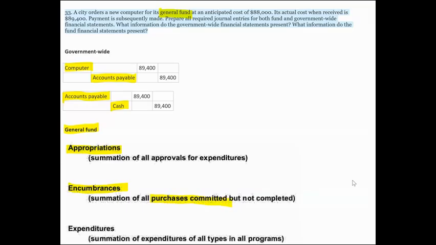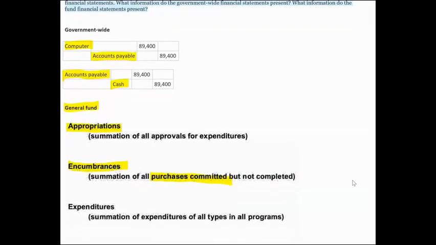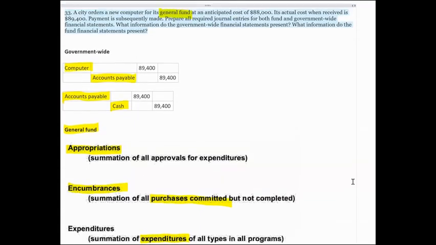And the last one is expenditures. It's a summation of expenditures of all types in all programs. Here the expenditures are the actual costs incurred by the state or local government. Those are the actual costs, which would be different from the cost they expected to pay. For example, in this question, they anticipate the cost of the computer is $88,000. The actual cost is $89,400.